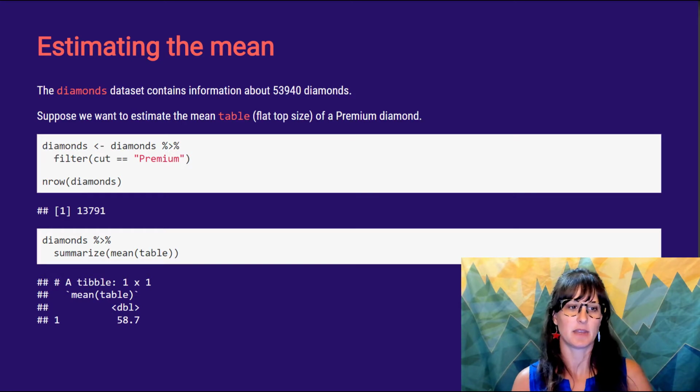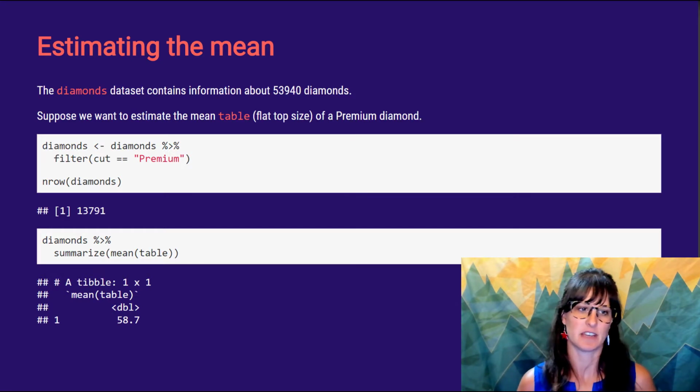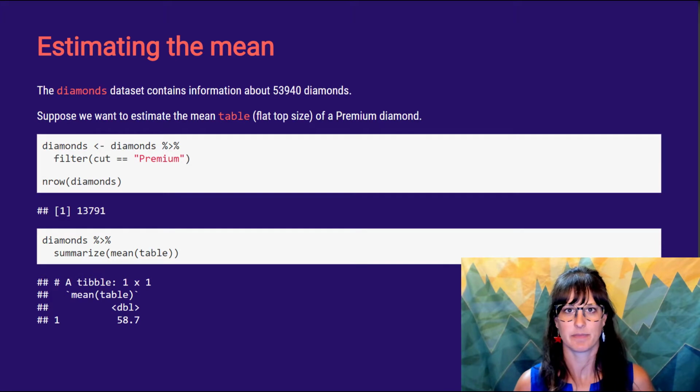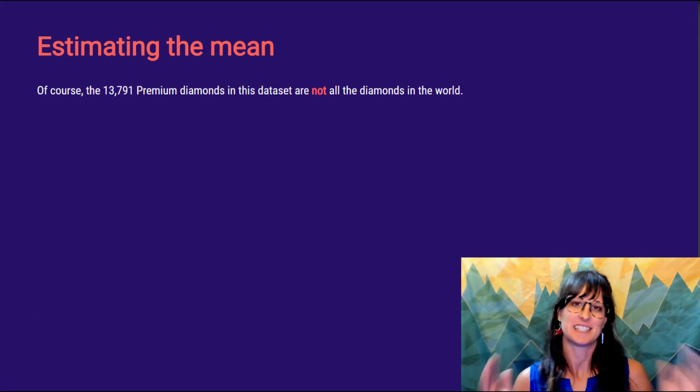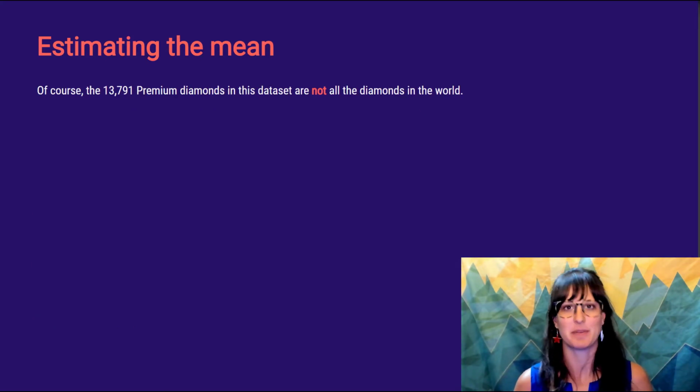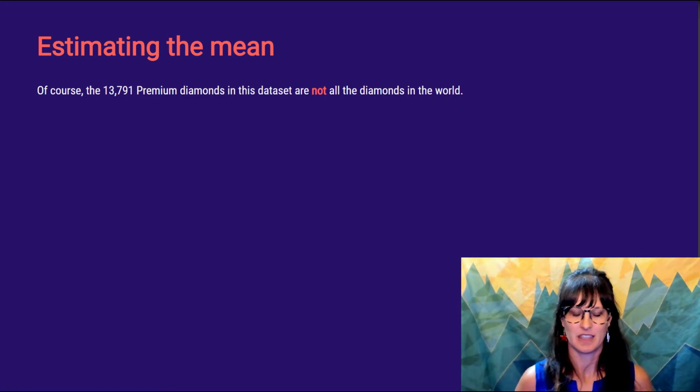Now we can look at our data. We can say, well, in this data set, there's about 14,000 premium diamonds. And among those diamonds that we have observations for, the mean table size is about 58.7, I believe this is millimeters. But of course, this data set does not contain every single premium diamond that ever existed or ever could have existed in the world, right? This is a sample. It's a large sample, 14,000, that's pretty good. But this is just 14,000 specific diamonds out of all the infinite diamonds in the entire universe.